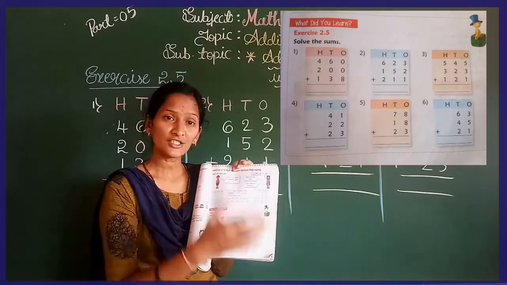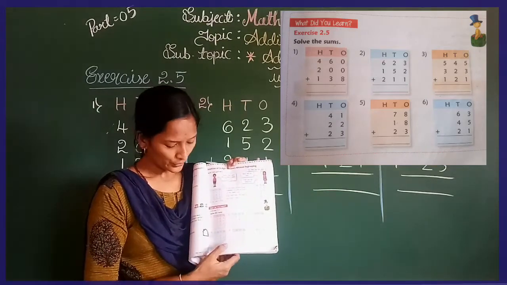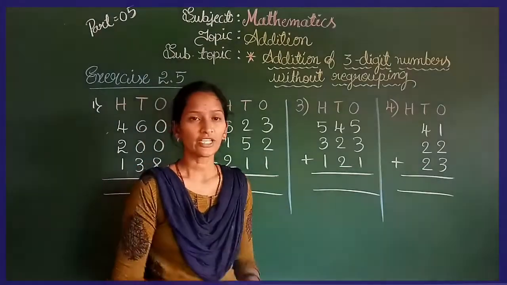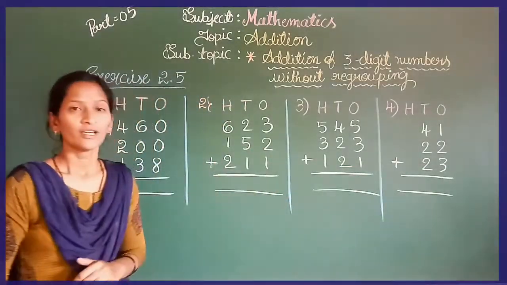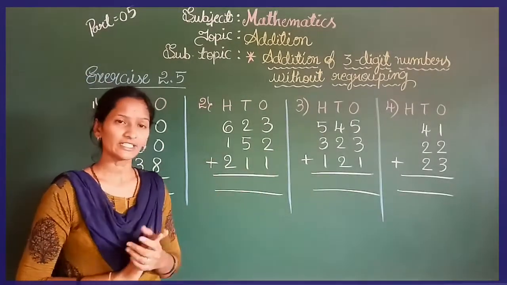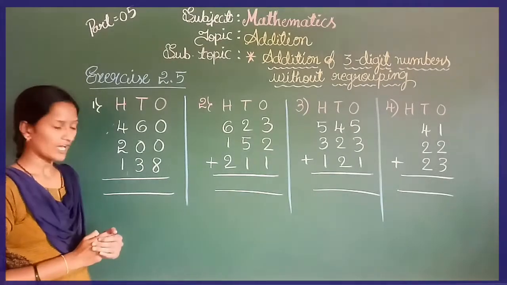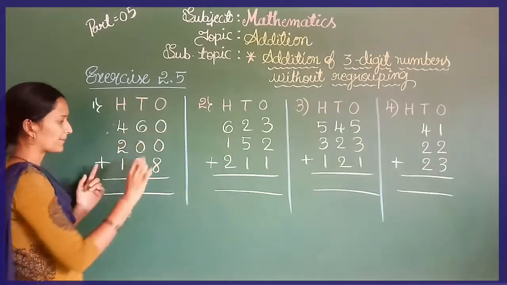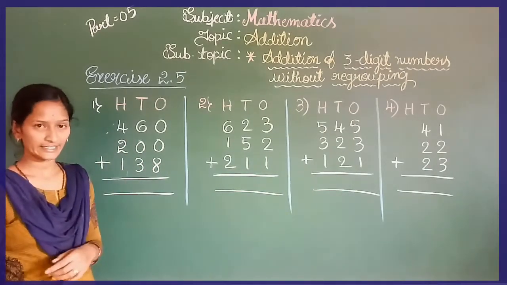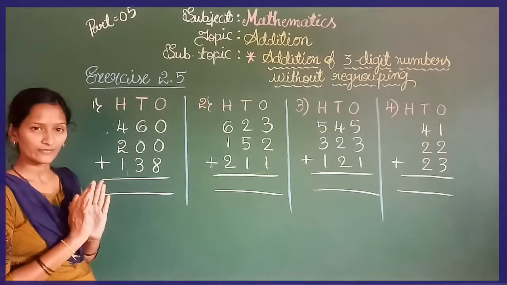So, in the next video, I will teach you how to solve these two problems. Okay. Up to the 4th, you have to solve it. So, here are the 4 problems. The first one, I will show to you. Like that, you have to solve the remaining 3 at home. Come to the first one. The given numbers are 460 plus 200 plus 138, right? So first you have to add the digits in the ones column.